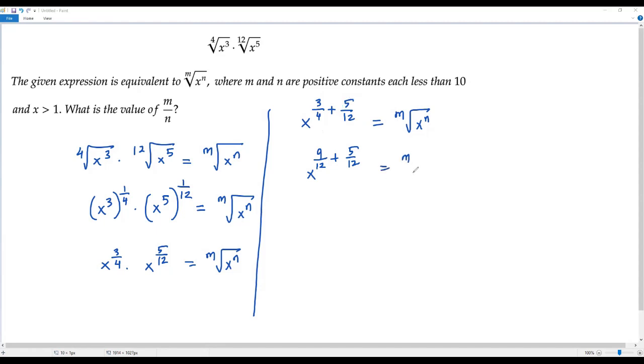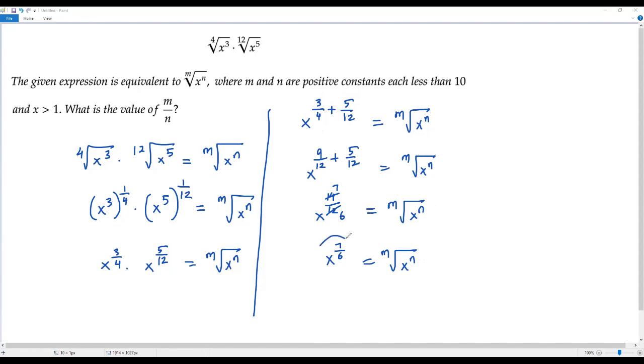On the right side, we have mth root of x to the power of n. Okay, here we can take 12 as a common denominator and add the numerators. 9 plus 5 is 14. Here 2 goes into 12 six times and 2 goes into 14 seven times. On the right side, we can write this stuff as it is. Okay, we get x to the power of 7 over 6 equals mth root of x to the power of n.